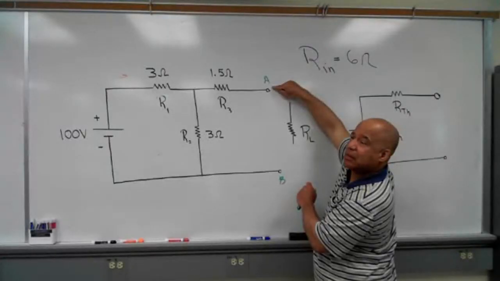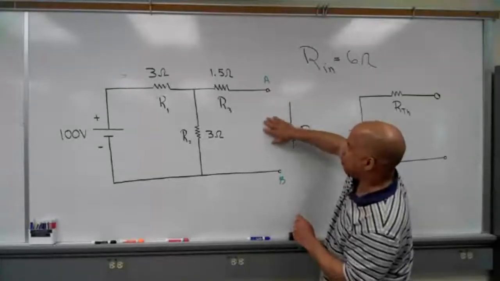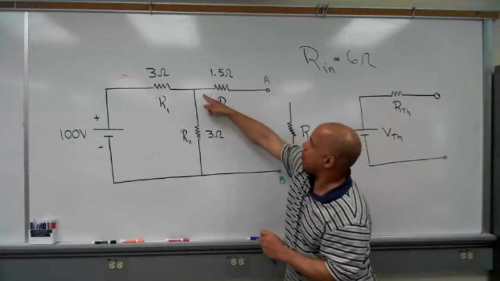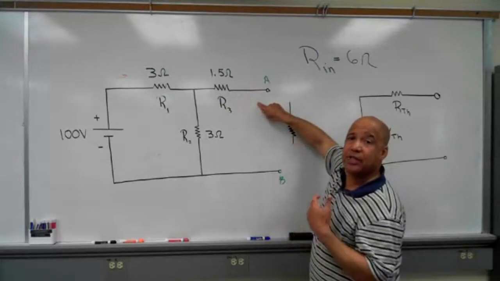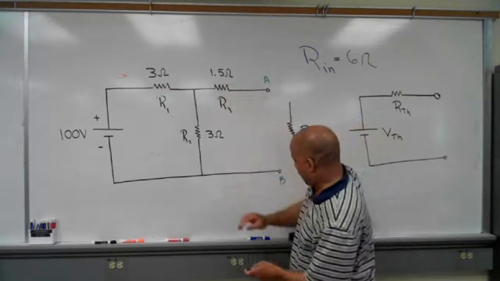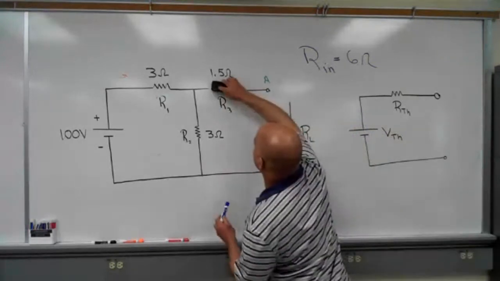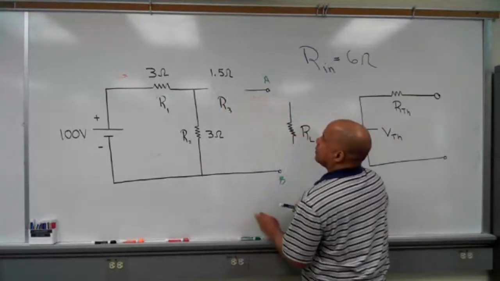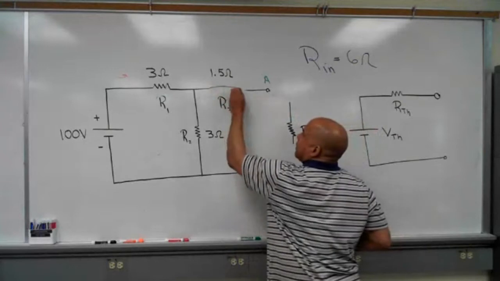Because there's no current going through it, R3 is just a basic wire. Thank you. Exactly right. Because I have an open circuit here, there's no current flow through R3. A resistor with no current flowing through it acts like a short. So if you want to, I'll just erase it. When you're trying to find the voltage, this is basically a piece of wire.